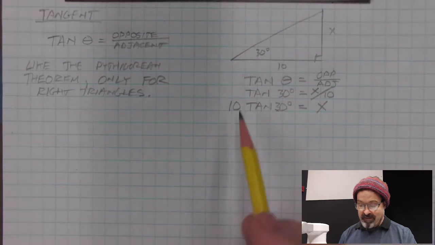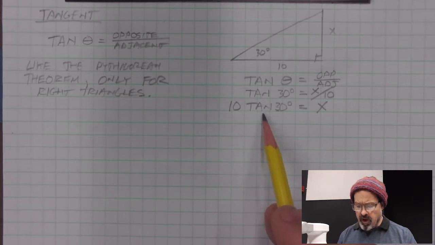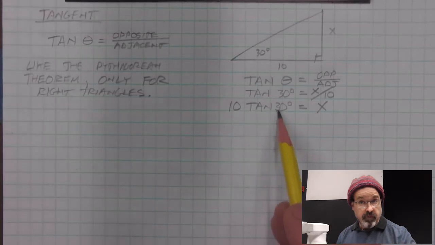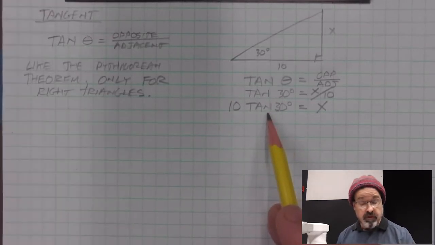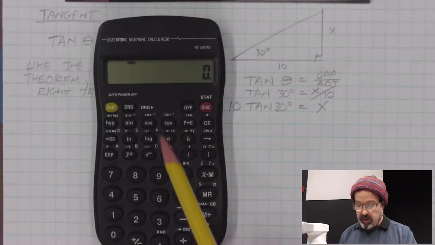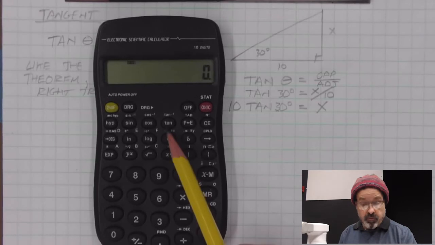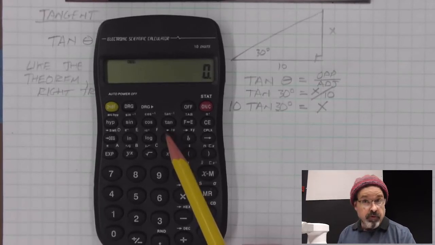This is going to be 10 times the tangent of 30 degrees. It's important to note that we're not multiplying something called tangent by 30 degrees. Tangent is a function in itself. And that function, the calculator has a key for it right there, labeled tangent. Most calculators will have a tangent function key to use.